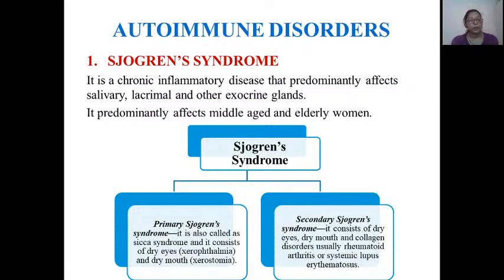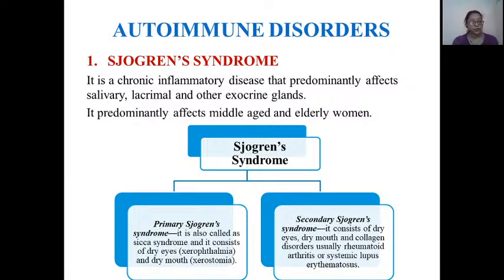It predominantly affects middle-aged and elderly women. It is categorized into two parts, primary Sjogren syndrome and secondary Sjogren syndrome. Primary Sjogren syndrome is also known as sicca syndrome, and it consists of dry mouth and dry eyes, xerophthalmia and xerostomia. And secondary Sjogren syndrome consists of dry mouth, dry eyes as well as an additional collagen disorder, usually rheumatoid arthritis or systemic lupus erythematosus.